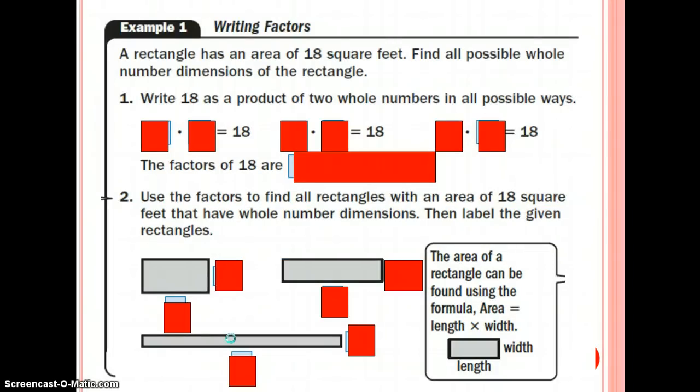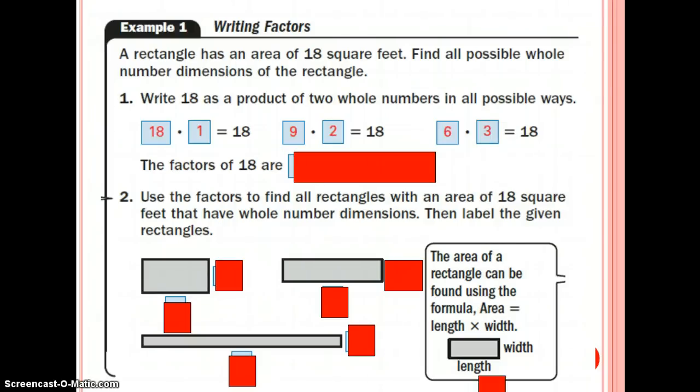Example 1. A rectangle has an area of 18 square feet. Find all possible whole number dimensions of the rectangle. We can write 18 as a product of two whole numbers in all possible ways. We have 18 times 1 equals 18, 9 times 2 equals 18, and 6 times 3 equals 18. These are the factors of 18.